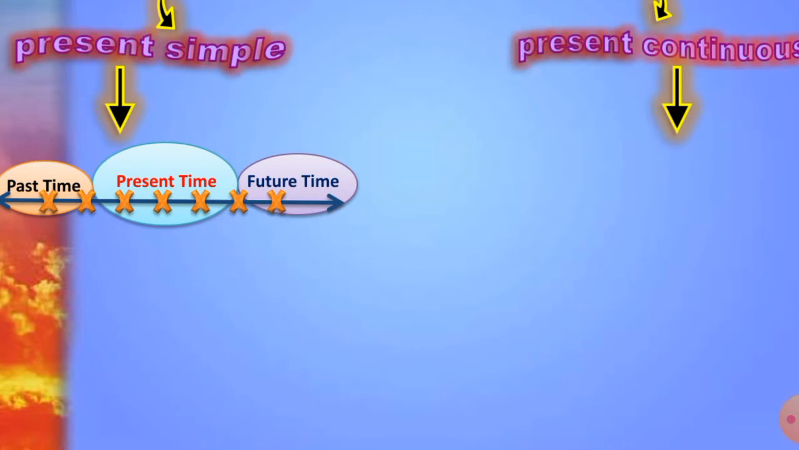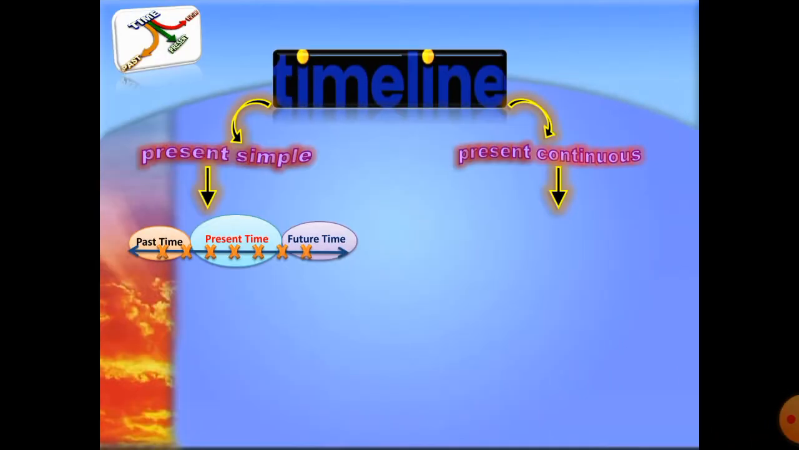For example, I drink tea every day. It means I did it in the past, I do it now, and maybe I will do it in the future. We also use the present simple for general truths. For example, the earth goes around the sun. We actually illustrate this in the same way because it's happening all the time, in the past, in the present, and also in the future.